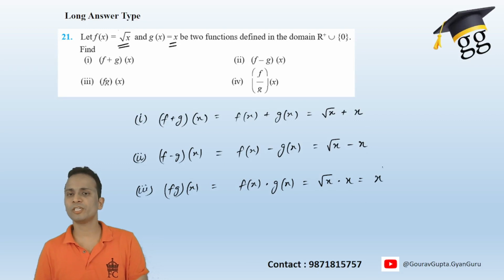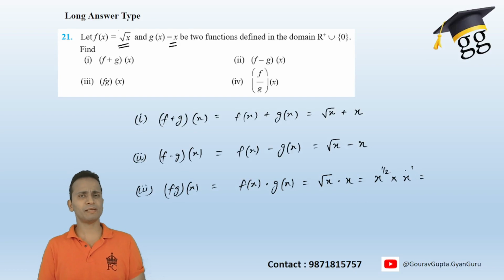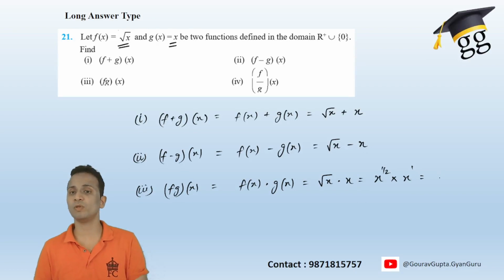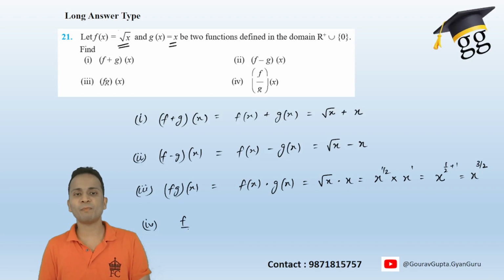So that is x raised to the power half multiplied by x raised to the power 1. When the bases are same and they are getting multiplied, the powers will be added. So it will be x raised to the power 1 upon 2 plus 1, and that is x raised to the power 3 by 2. So x raised to the power 3 by 2 is the answer. And finally, the fourth part, f upon g of x will be f of x upon g of x. So that is root x upon x.